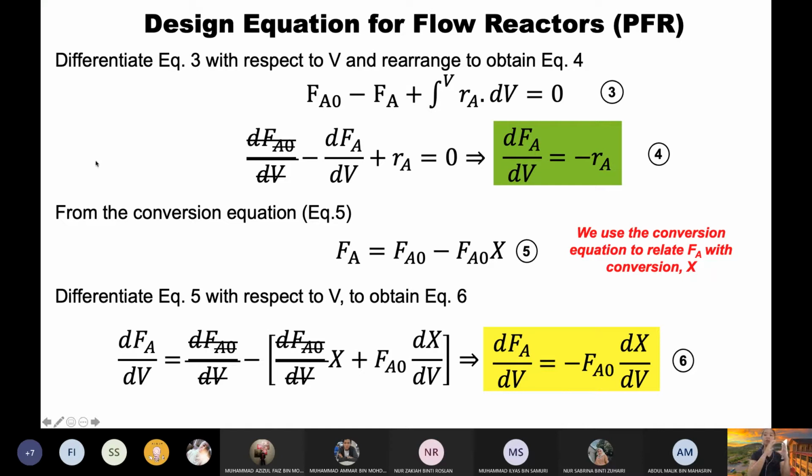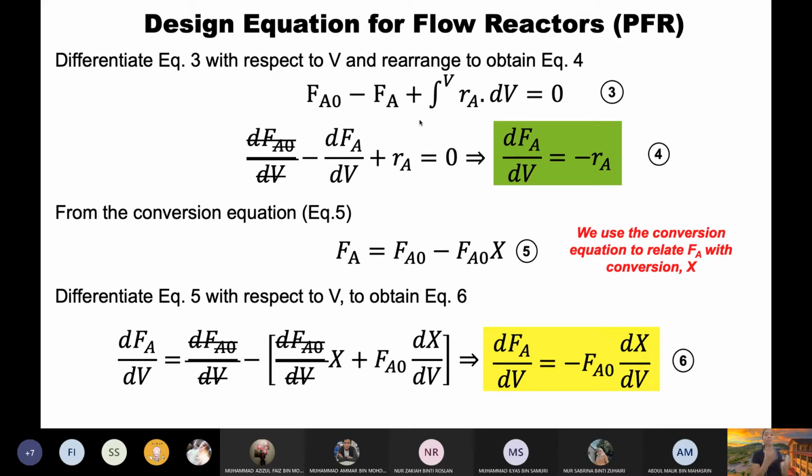So dFA0 per dV is now become 0. Okay, sebab there is no changes in the inlet molar flow rate with the volume of the reactor. So become 0. Next one, FA pula. So the next one dia kata, okay, kita kena bezakan outlet FA ni tak semestinya outlet molar flow rate. Molar flow rate at any time during the reaction or after the reaction.